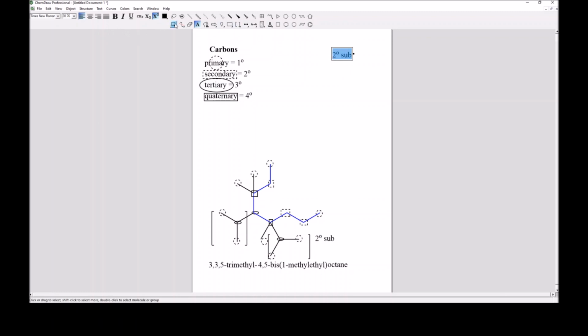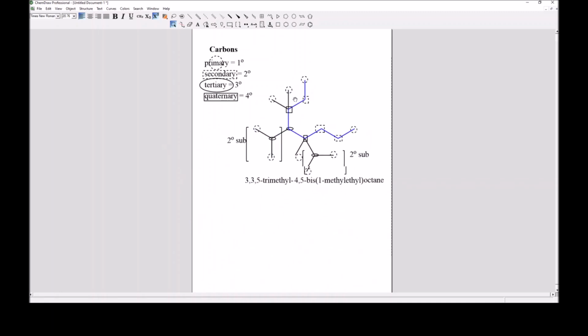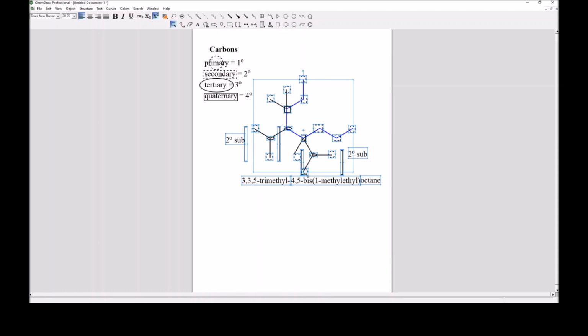And then I already have a secondary substituent label. I'll just drag that and drop that over here. So now what I've got is the name of this thing, I've got the systematic name, and I've got everything labeled on it. All the carbons are labeled. I think we're ready to move on to common names for this thing.